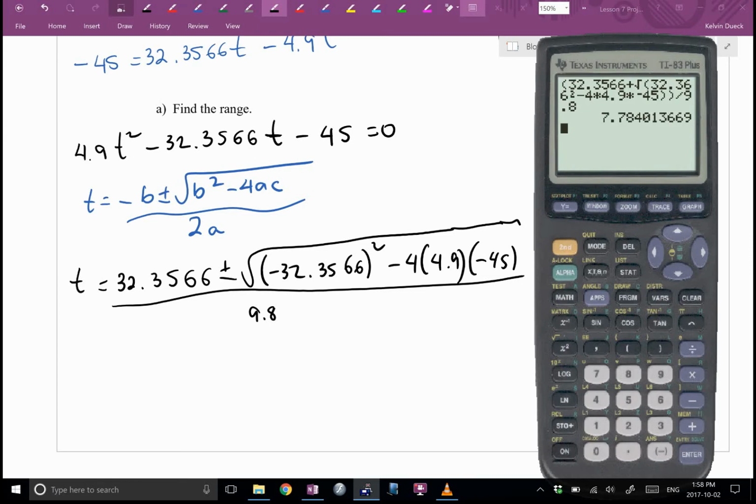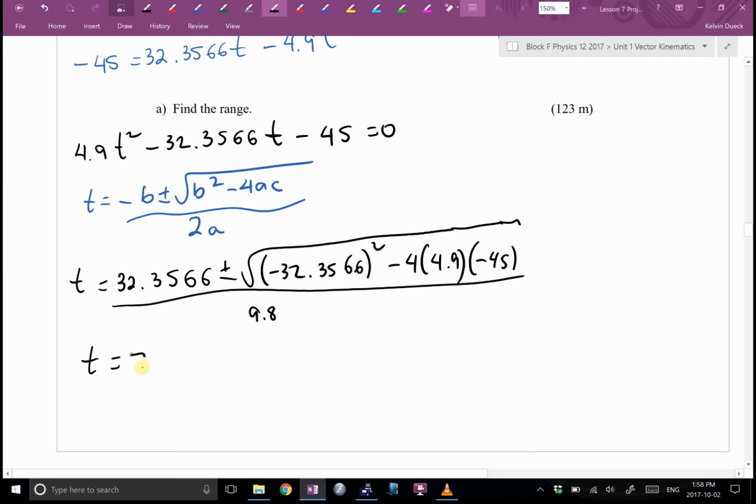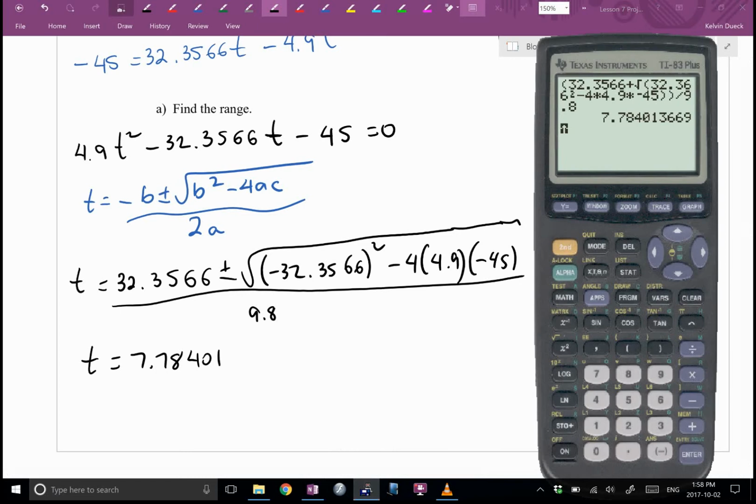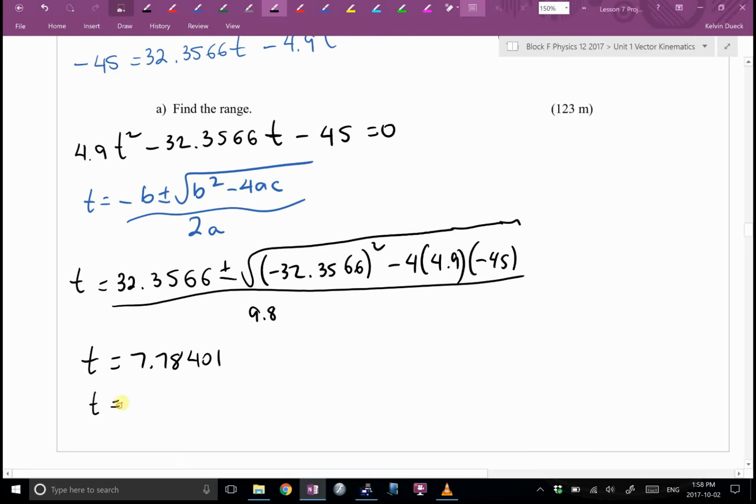Those of you with solvers, do you get 7.78401? And in the interest of completeness, we can redo the equation with the negative, and you get negative 1.18 blah, blah, blah. We reject that one, like Caleb going for a dunk.